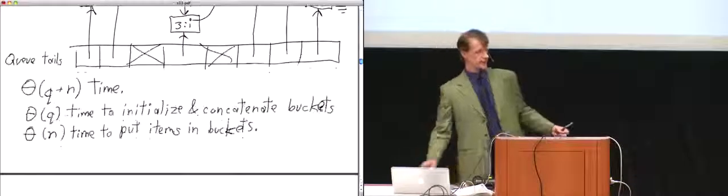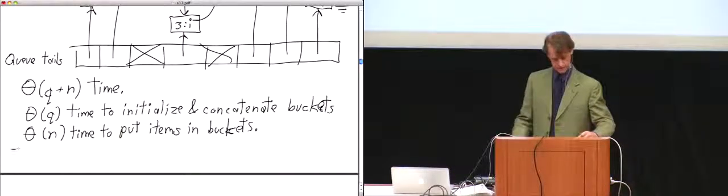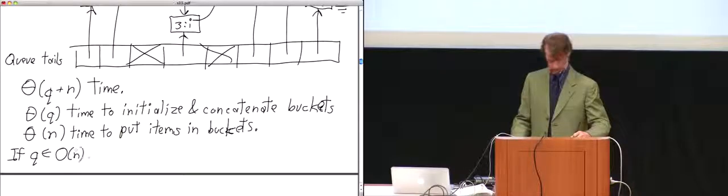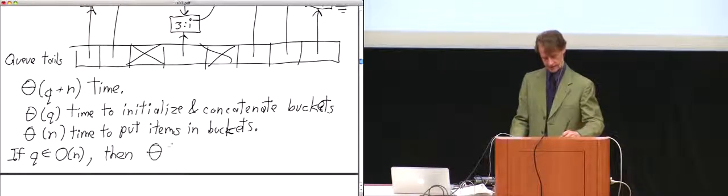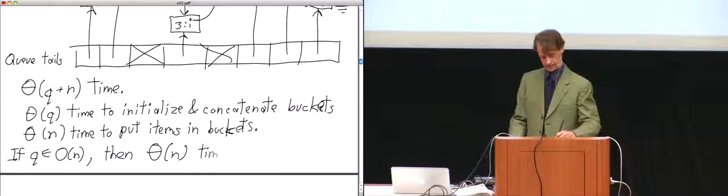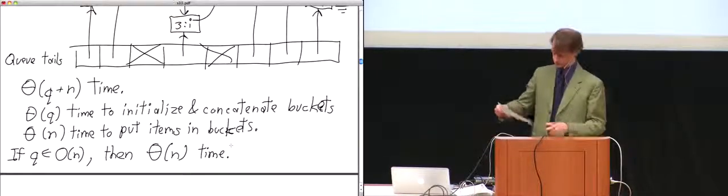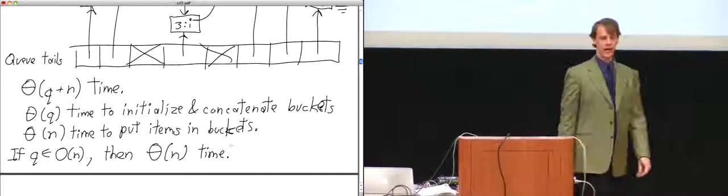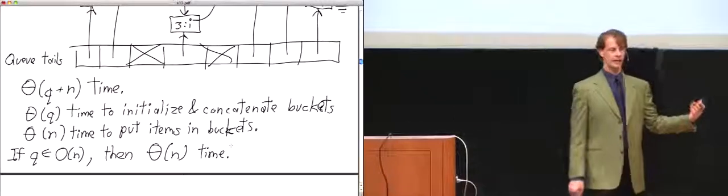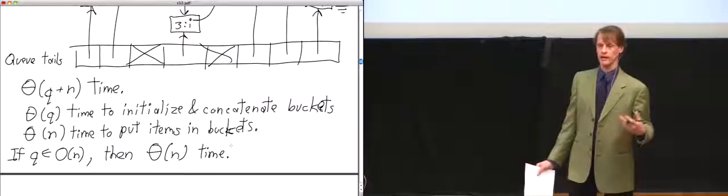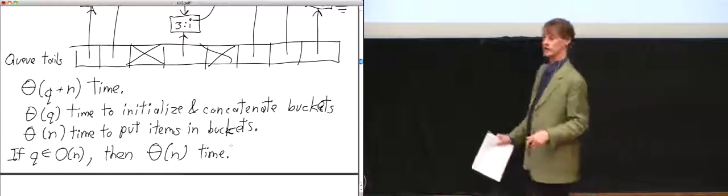And this is a big win if q is small, because if q is in big O of n, then the whole thing takes theta of n time, obviously. On the other hand, if q is much bigger than n, this isn't going to work, and I'll need to show you on Monday how to fix that.